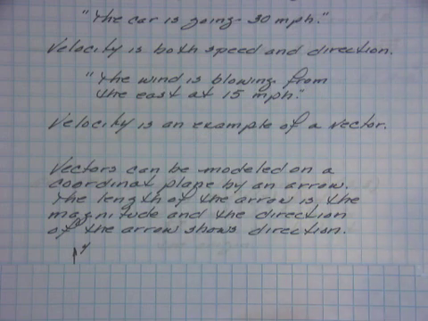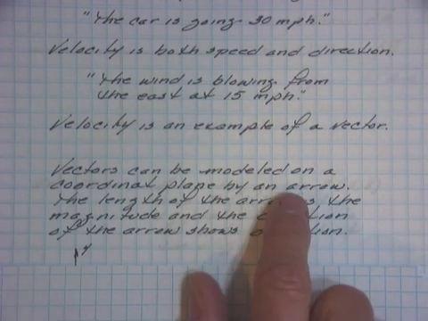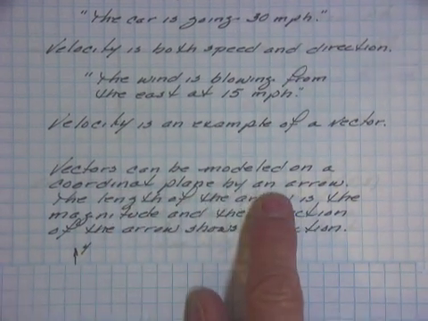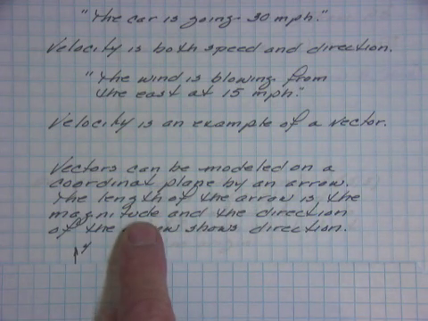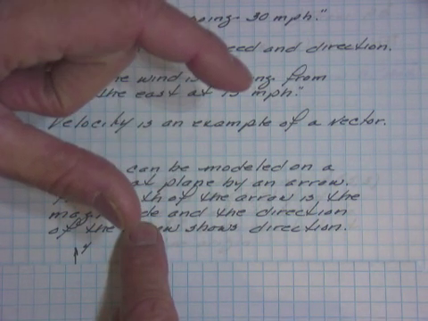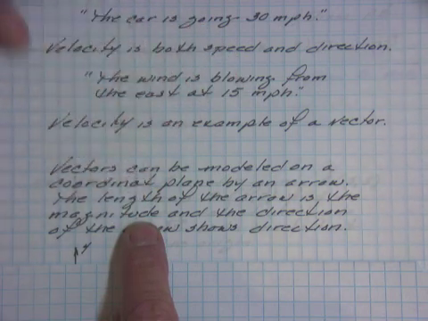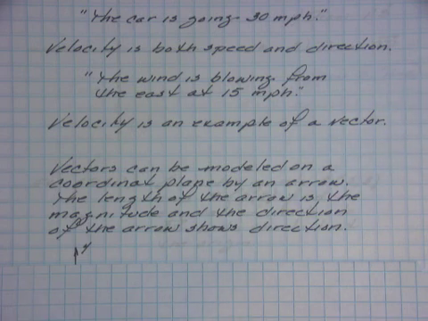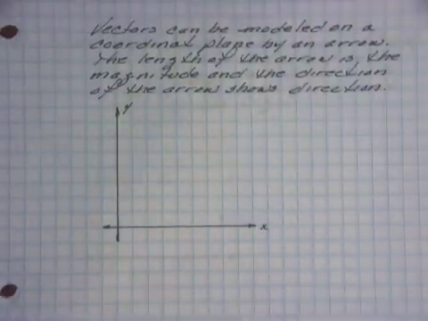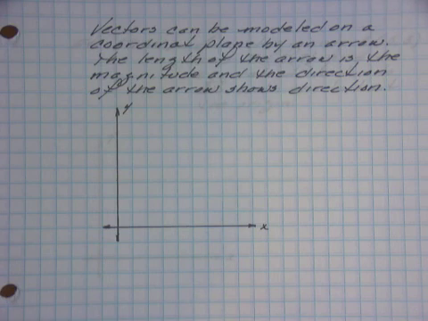So here you can see there's a lot of words here. So if you need to, pause the video, write it down, and then get caught up. Vectors can be modeled on a coordinate plane by an arrow. The length of the arrow is the magnitude. So the longer the arrow, the greater the magnitude. The shorter the arrow, the smaller the magnitude. And the direction that the arrow points is the direction of the vector. So what I've got here is a simple XY plane, and we're going to show a vector on this.